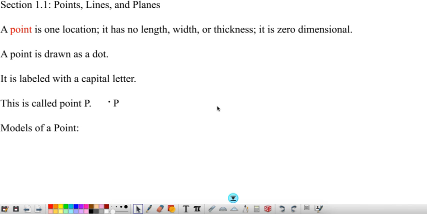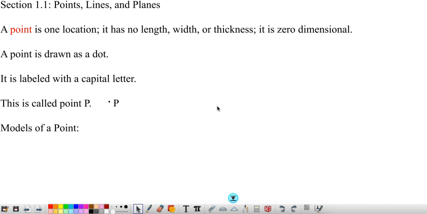In this video, we're going to be talking about points, lines, and planes. Now, a point is just one location. A point is zero-dimensional, so it has no length, width, or thickness. It is not measurable in any way. It is just simply a spot in a place, and we draw it as a dot, even though a dot does have some sort of width or thickness. That's what we use to represent it.